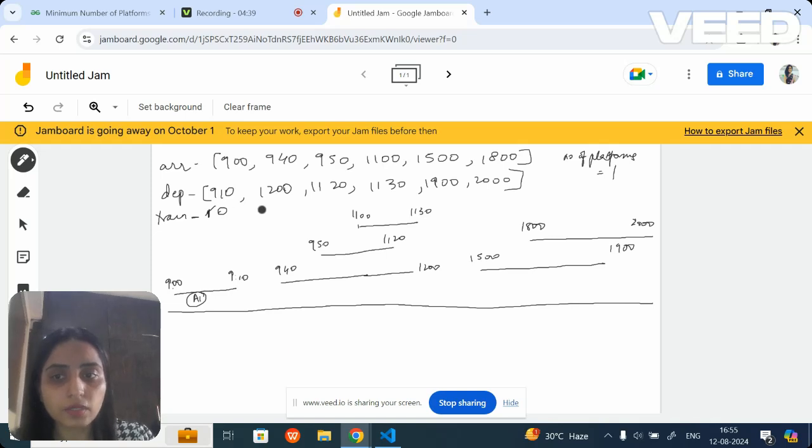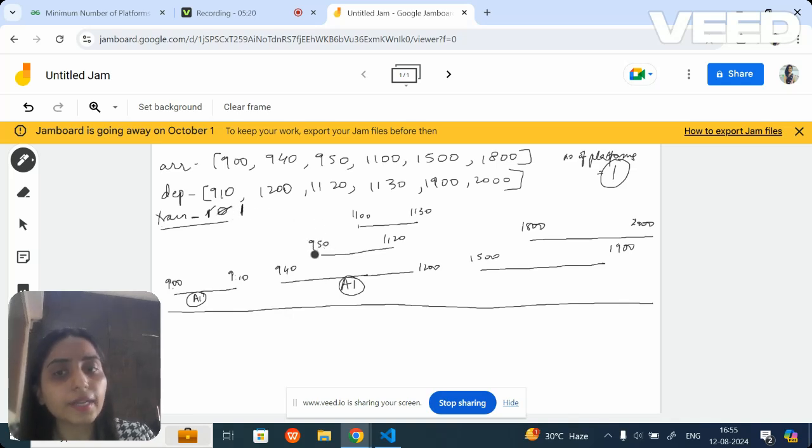Now another train comes at 9:40. It sees that there is no other train, and A1 is already vacant. So I have allocated this train to platform A1, and it is going to leave at 12 o'clock. So there is one train, correct?